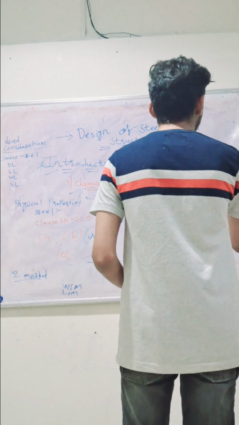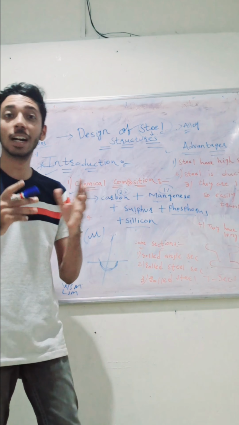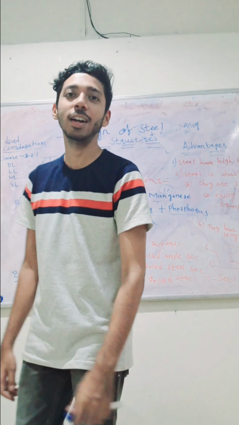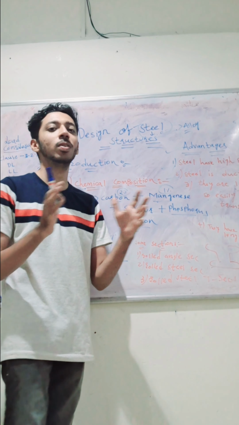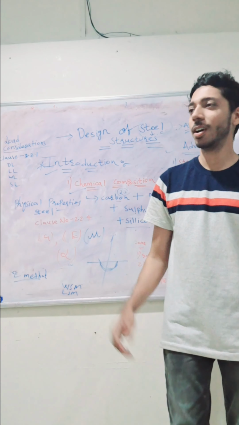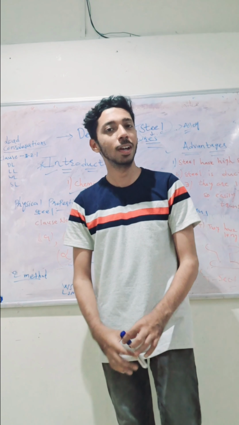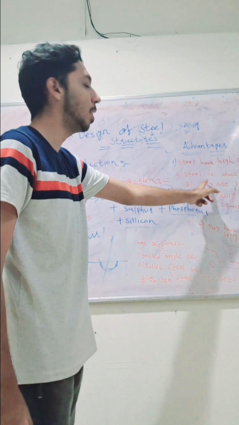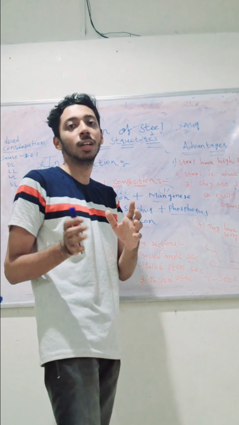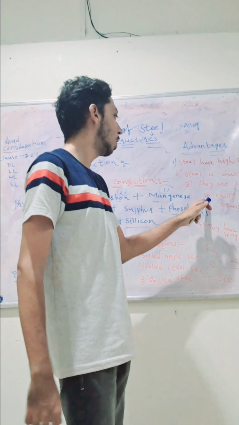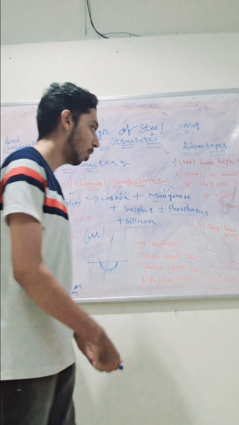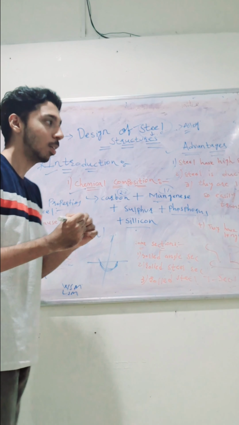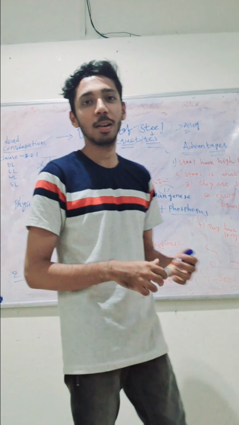Then they are light members and they can be transported easily. What happens if we construct with steel at a construction site? We can just shift the steel from one place to another place. It is a temporary structure. We can just dismantle it at site. We can write that point in the examination. So steel has high strength, steel is ductile, they are light in weight and can be transferred easily from one place to another. They have a long life. They don't rust much, but they have a longer life.